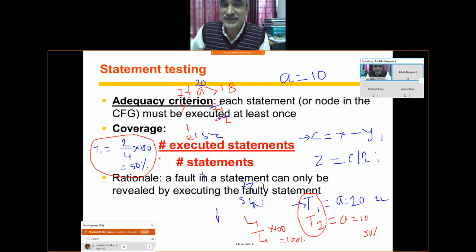So adequacy criterion: each statement or node in the CFG, control flow graph, which we have already gone through, must be executed at least once. And for that we use coverage, the number of executed statements divided by number of statements. If it is 100%, then that set of test cases is adequate. Are you okay? Yes, sir.